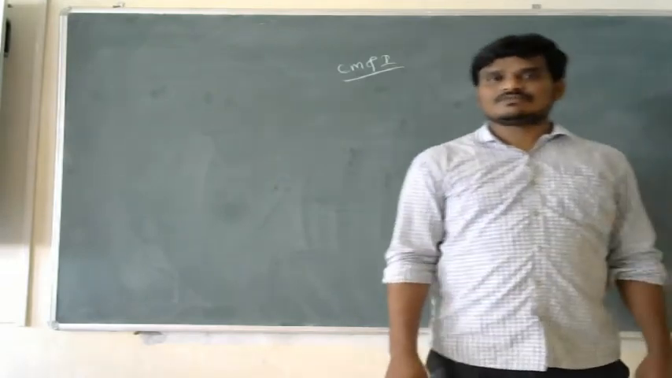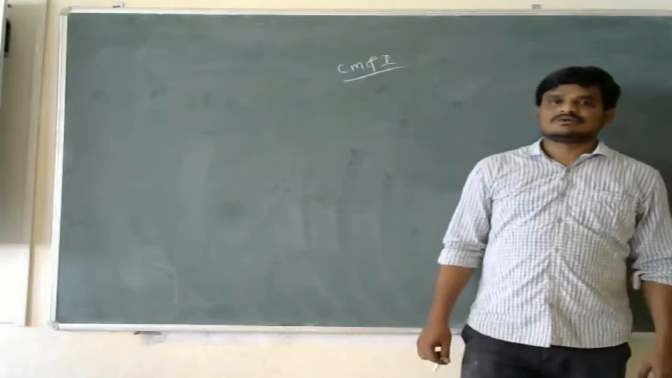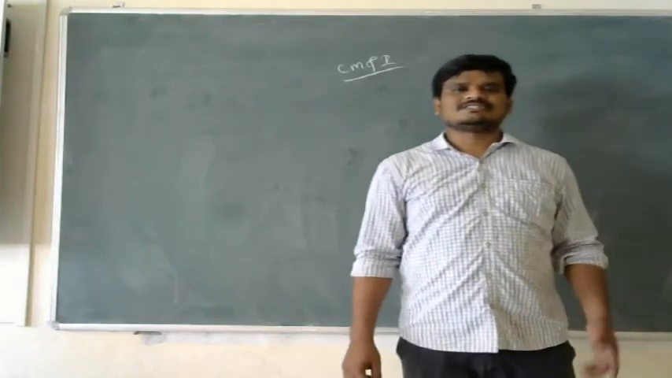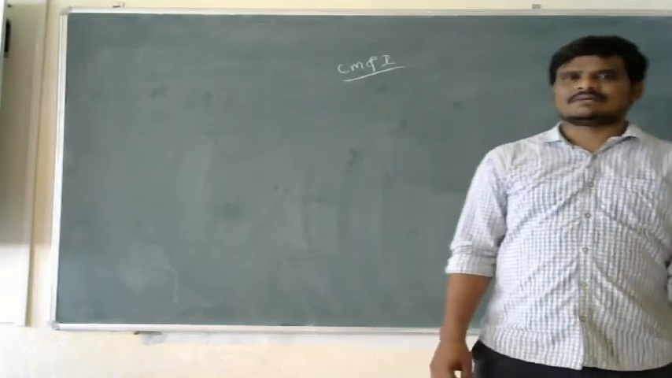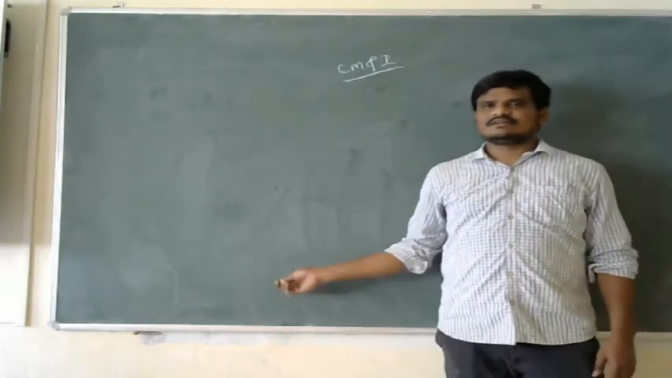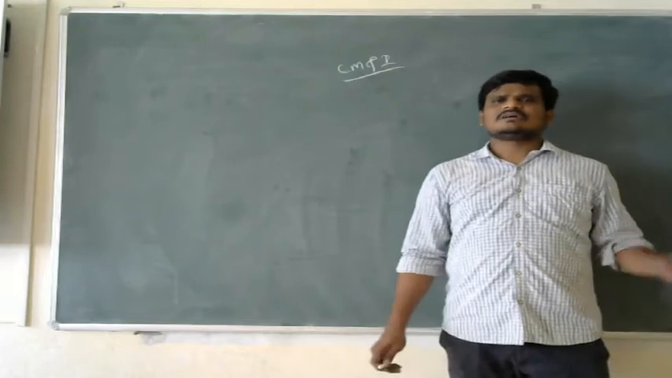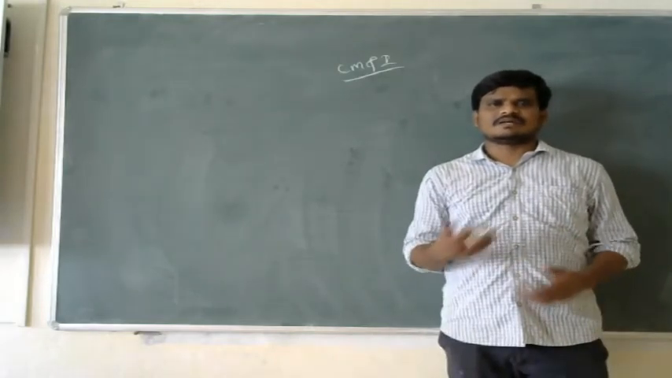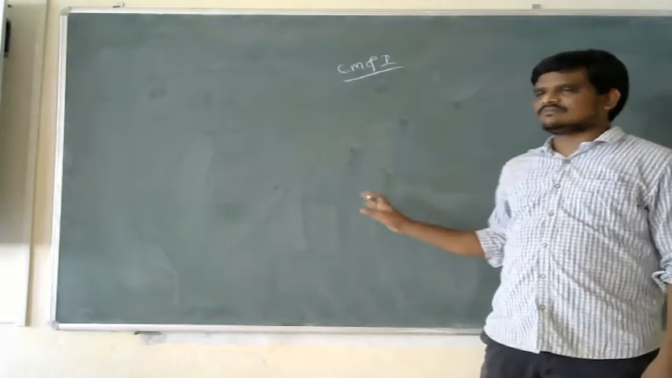Coming to unit number 4, we are going to discuss the different types of bridges which are used to measure resistance, inductance and capacitance. All types of DC bridges and AC bridges used for measuring these parameters are going to be discussed in unit number 4.